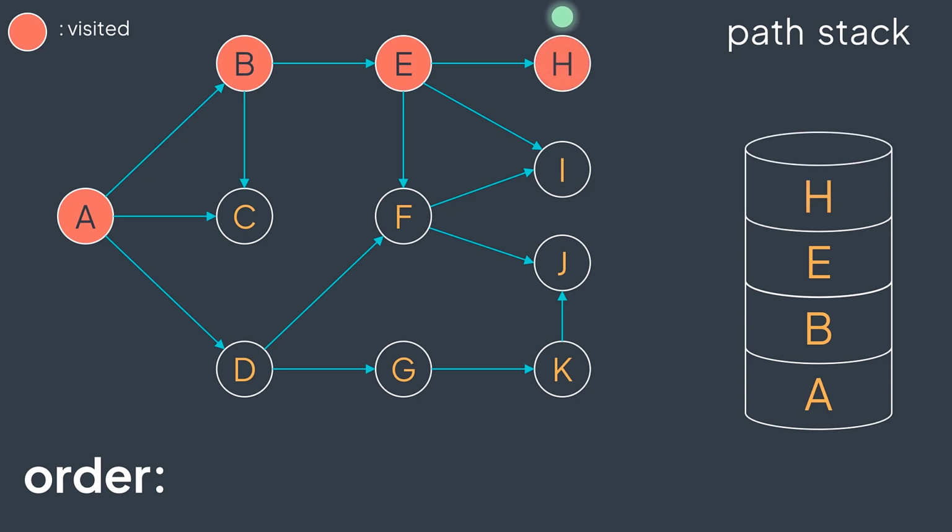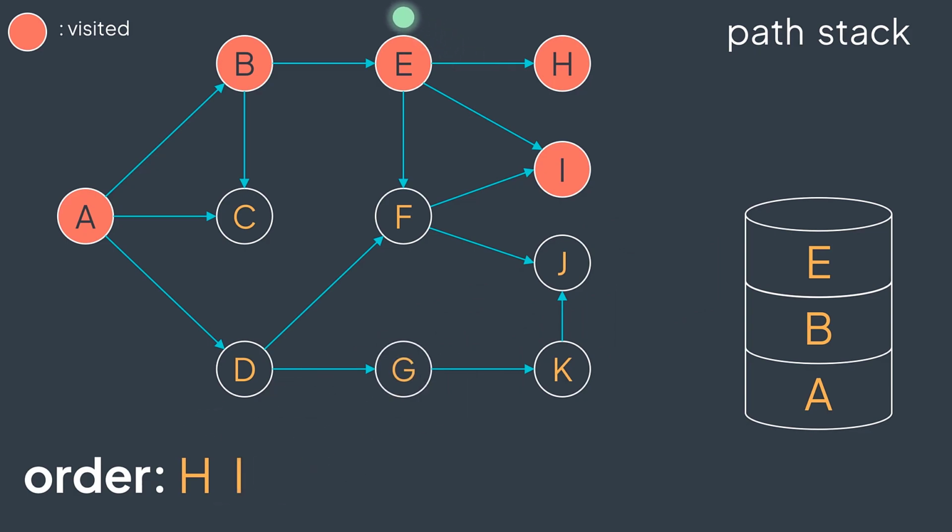Now H has no neighbors, it means that we can safely put it in our ordering, because there are no vertices that have to come after it. It's a prerequisite of no one. We put it in the order stack, and we backtrack to the previous node. Next neighbor is I, we go to it, and we put it on the path stack. Same again, it has no neighbors, we remove it from path stack and put it on order stack, and we backtrack. Next neighbor is F, we go to it.